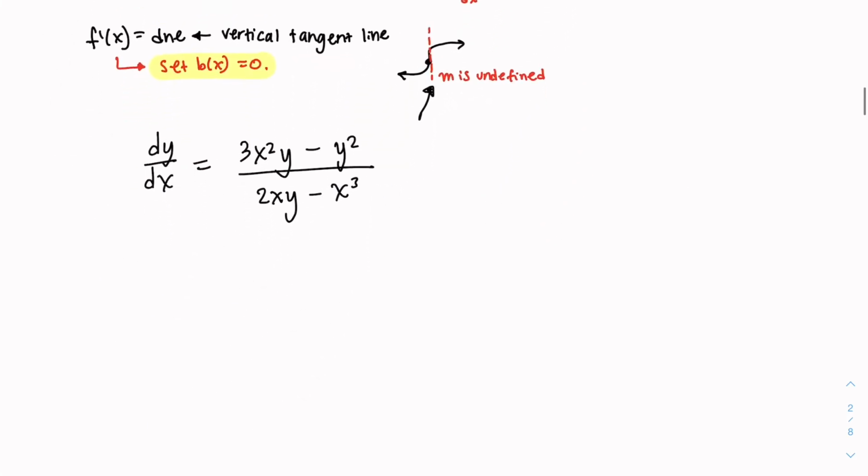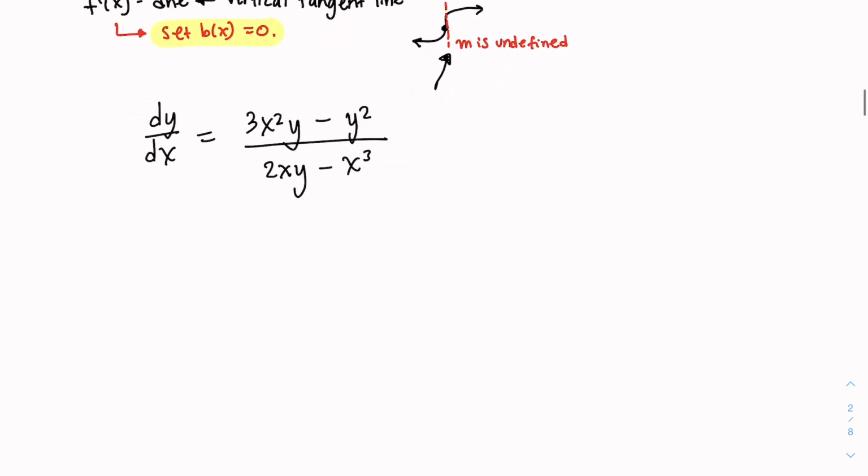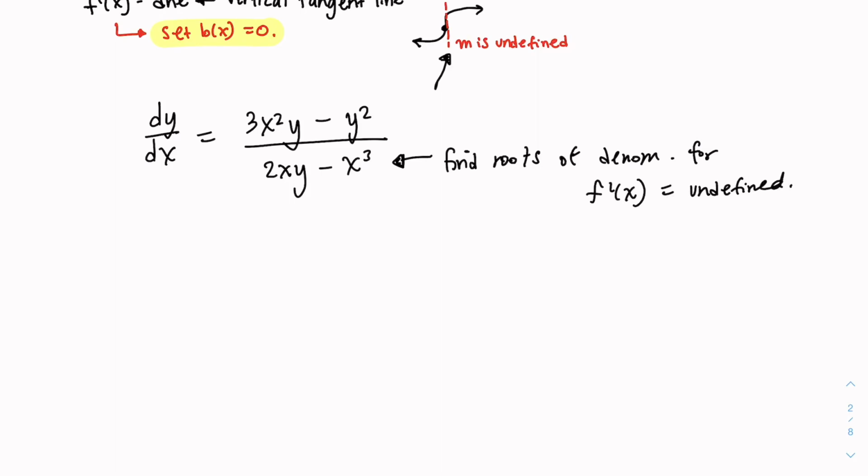Now for my vertical tangent line, I need my slope to be undefined. So this will be undefined where the denominator equals 0. So I'll find the roots of the denominator for the slope to be undefined. We can find the roots by setting the denominator equal to 0.